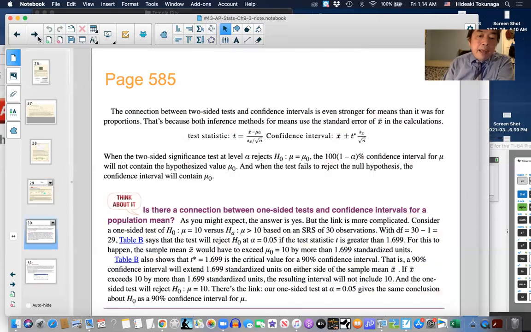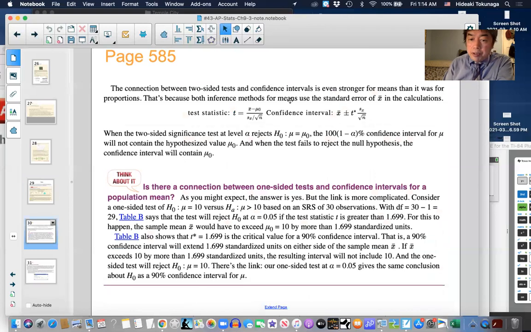Now there's another part you can look at here: the test statistic. The confidence interval equation is x bar plus or minus t star times the standard error, divided by the square root of n. If you remember both of them, you can conduct both procedures, and compare and contrast the results. I hope you understand.